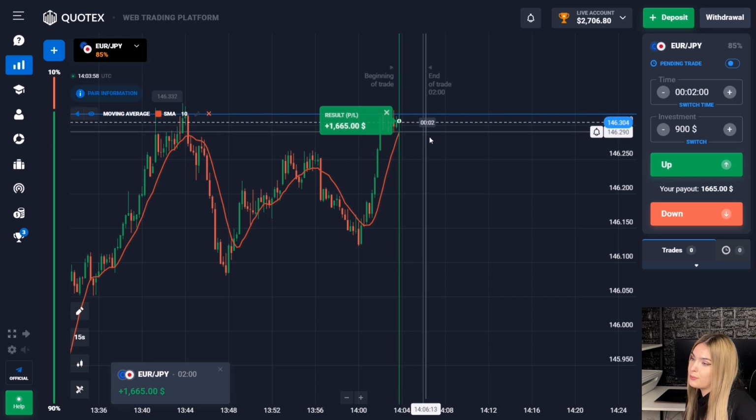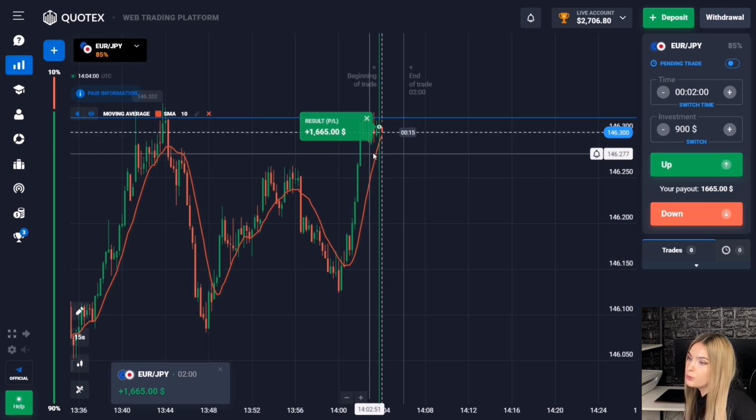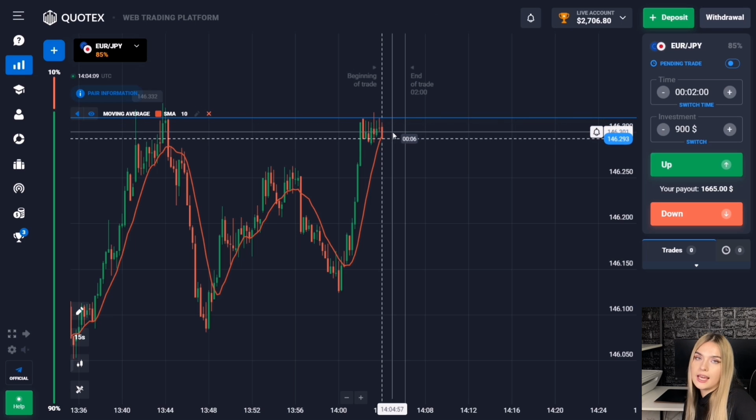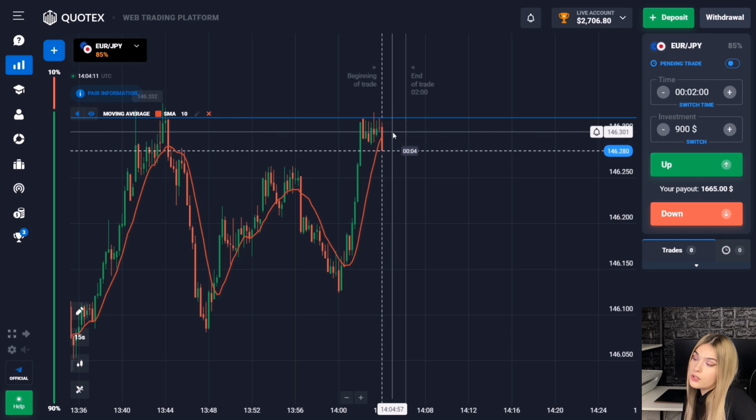Isn't it amazing, guys? The price really continued to move towards the level with good confident impulse candles. Here we make a profit. 2 minutes was just enough for us. Also, the indicator turned out to be right again and gave us a really good entry point. So everything is going great.